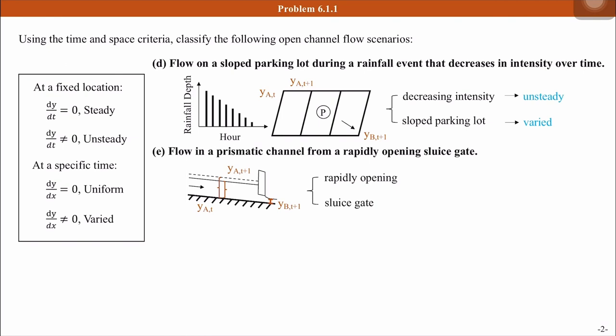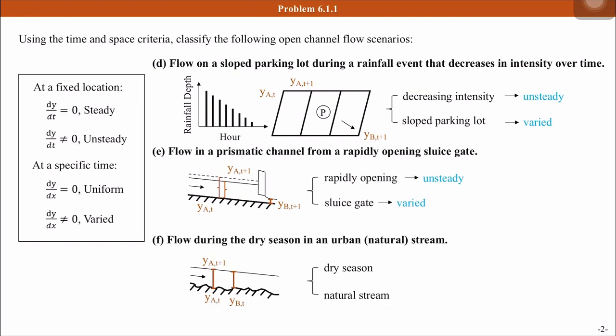Scenario E, flow in a prismatic channel from a rapidly opening sluice gate. Because the sluice gate is rapidly opening, the water elevation at different times should be different. Therefore, it's an unsteady flow. And the sluice gate means that the water elevation at the upstream and the downstream are different. So it is a varied flow.